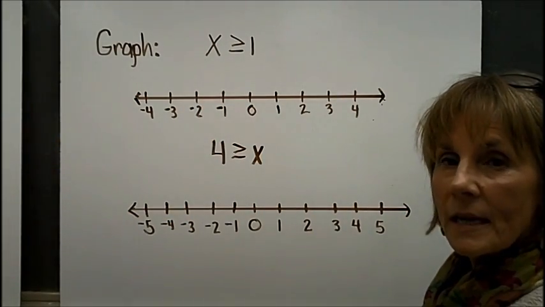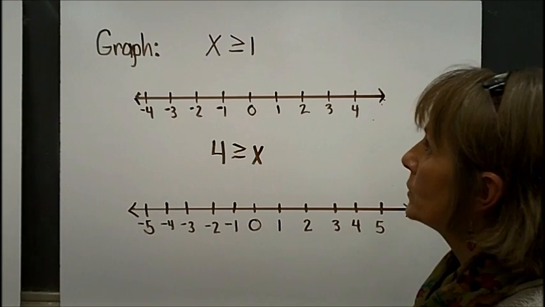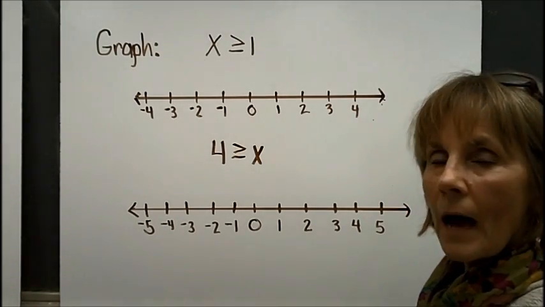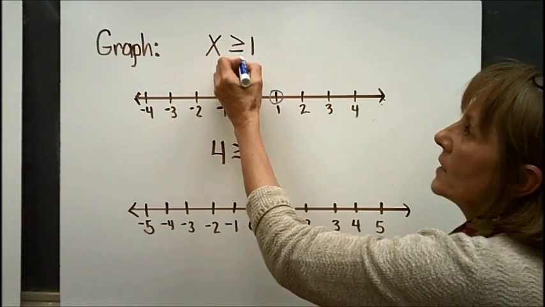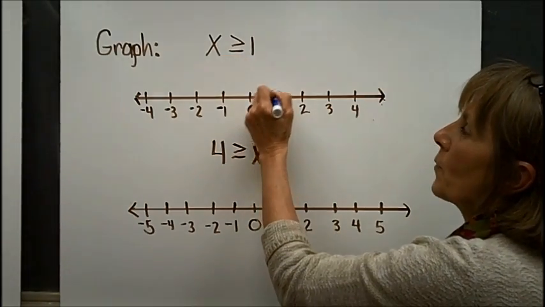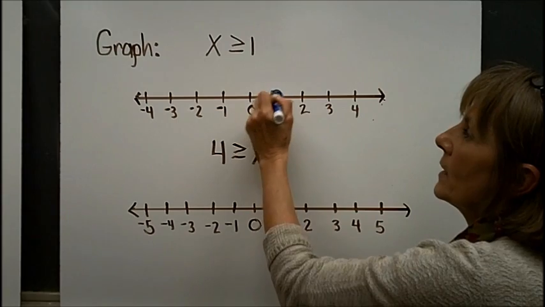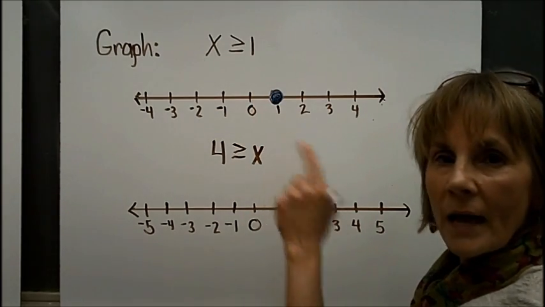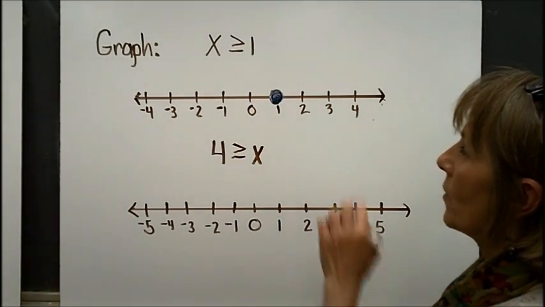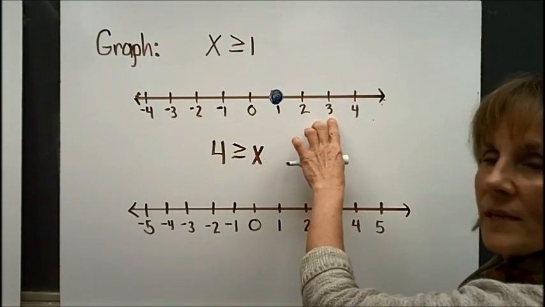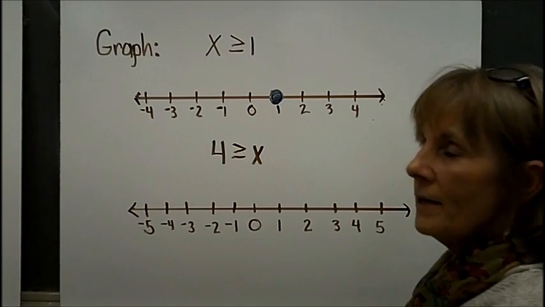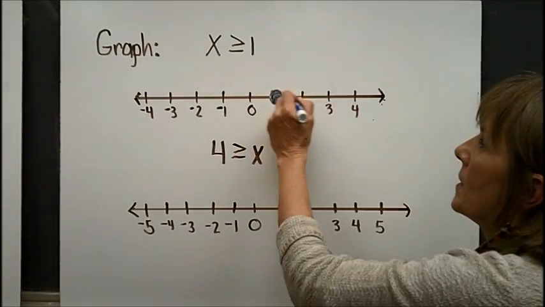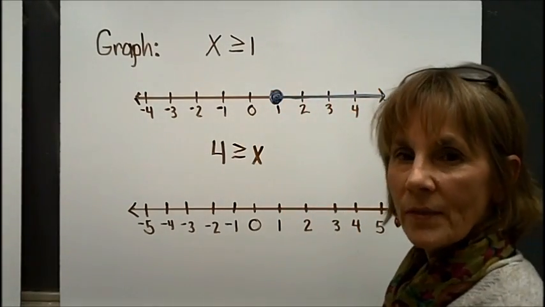Graph X is greater than or equal to 1. I will put a circle at 1. It's a closed circle because we have greater than or equal to as our inequality symbol. Our x's need to be greater than or equal to 1. I'll try this as a test number. 3 is greater than or equal to 1. That's a true statement. My shaded line needs to go in this direction.